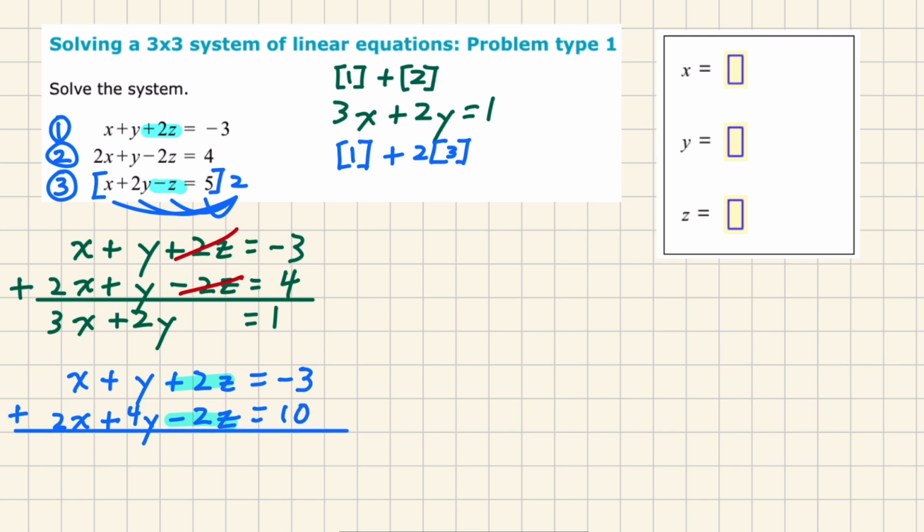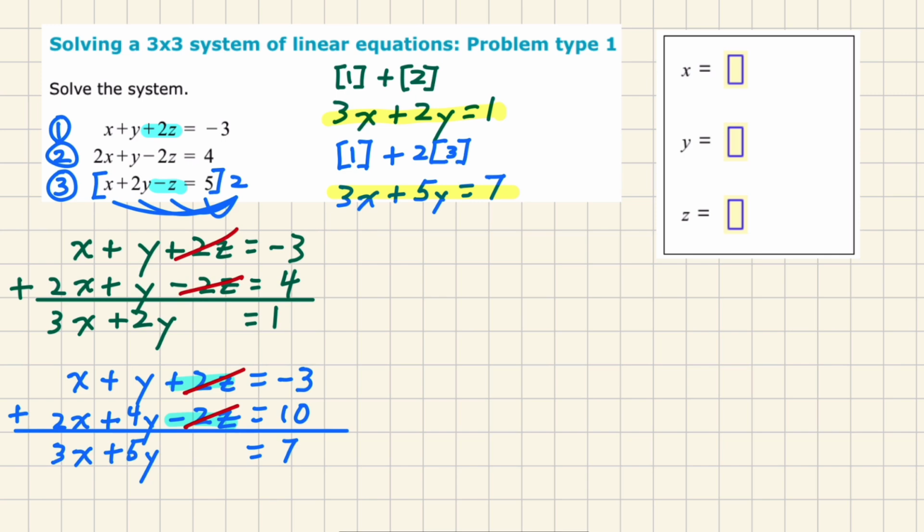And so adding here, 1x plus 2x, 3x, 1y plus 4y, a 5y. As intended, the z's cancel, and negative 3 plus 10, a 7. So the equation we have here is 3x plus 5y equals 7. And from here, we have 2 new equations that have had the z eliminated. So we've moved from a system with 3 variables and 3 equations to now having a system of 2 variables and 2 equations.